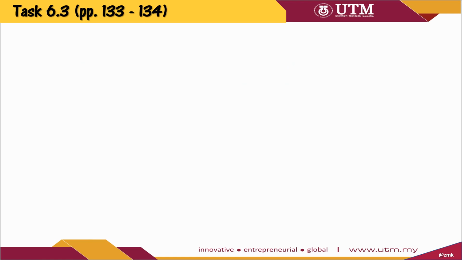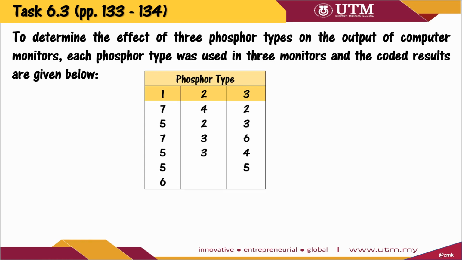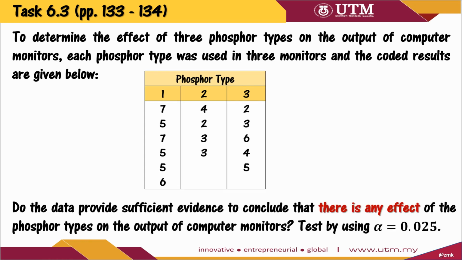Another example in this part 3 is on task 6.3 in the Statistics for Engineers textbook on pages 133 and 134, which aims at determining the effect of phosphorus on the output of computer monitors. The sample data are given as follows. The question is modified in this slide, where instead of testing if there is any difference in the mean output of computer monitors, we are to test if there is any effect of the phosphor types on the output of computer monitors at the level of significance alpha equal to 0.025.